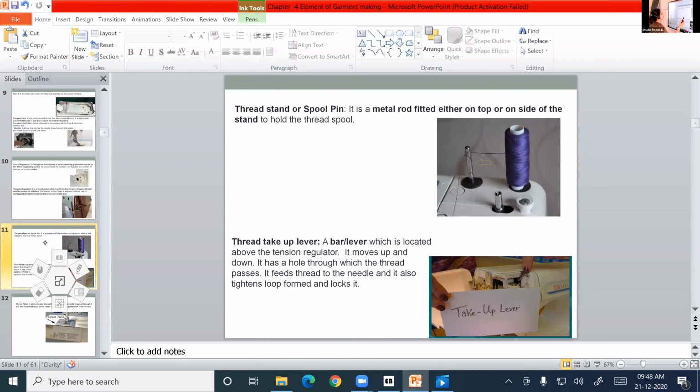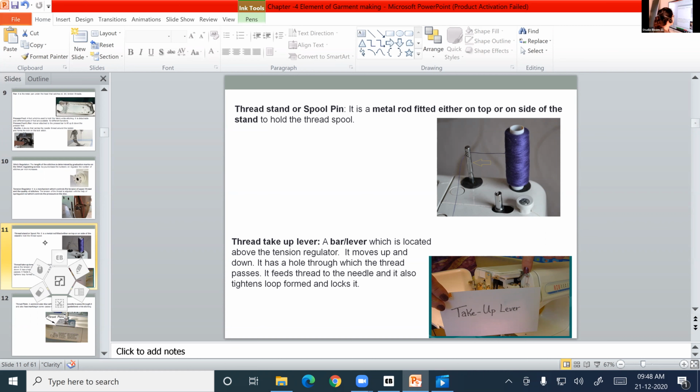The next one is the thread stand, or you can call it the thread spool. This is the thread spool where we can place the thread. It is a metal rod fitted either on top or on the side of the stand.